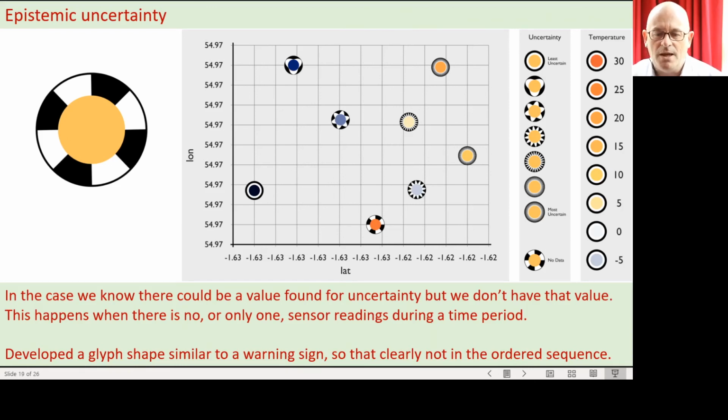Okay, so I wanted to come back and talk about epistemic uncertainty. So this is the case where we know we could measure uncertainty, or we may be able to measure uncertainty, but we haven't got a measurement for it. But we still want to indicate that. We don't want to say we've got a low uncertainty or a high uncertainty. We want to say we have no value for uncertainty. And that's this glyph here.